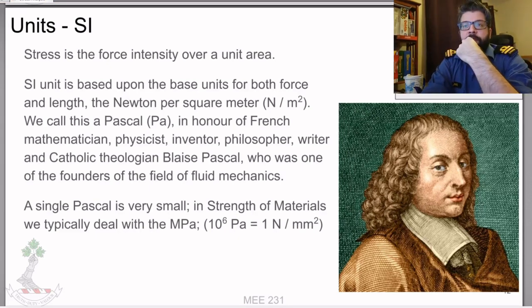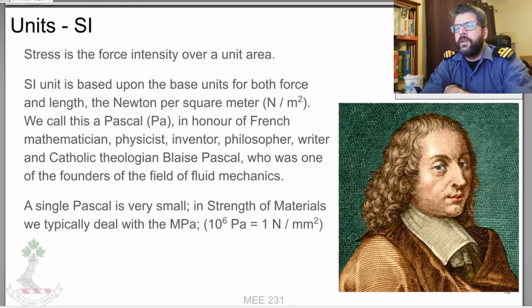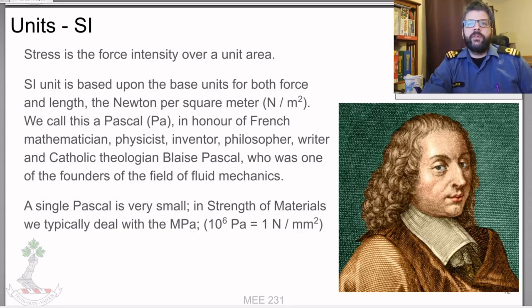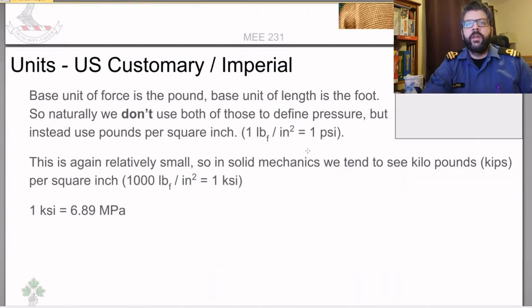So one thing to keep in mind is that a single Pascal is very small. So we tend to work with megapascals. So 10 to the 6, which if you're calculating your stresses, works out to 1 Newton per millimeter squared, which is often a quite convenient way to do your calculations. So that's quite helpful. So that's the units we use in SI.